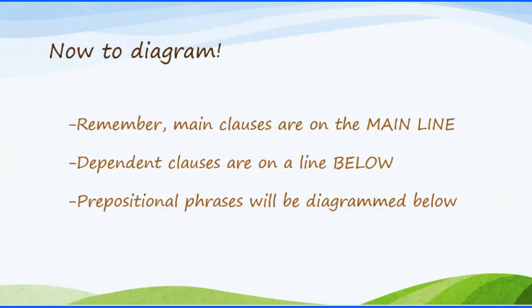Now to diagram, the main idea, that main clause is always going to go on the main line. You could have 2 of those or 3 of those. If you remember, you have the conjunction. And we'll be practicing more with that. Your dependent clauses are going to go on a line below. And prepositional phrases are going to be diagrammed below as well. They're diagrammed on a line that slants down and then goes across. So we'll be looking at those in future weeks.